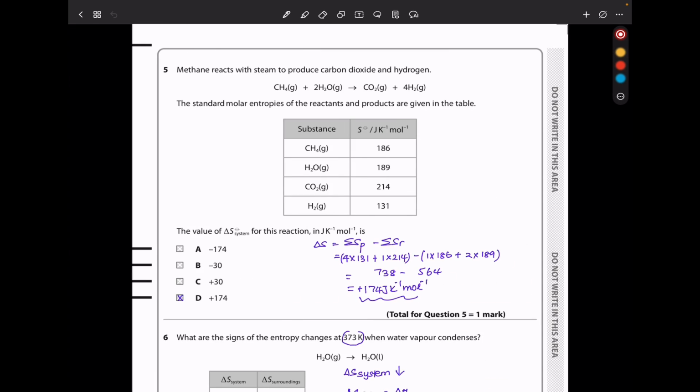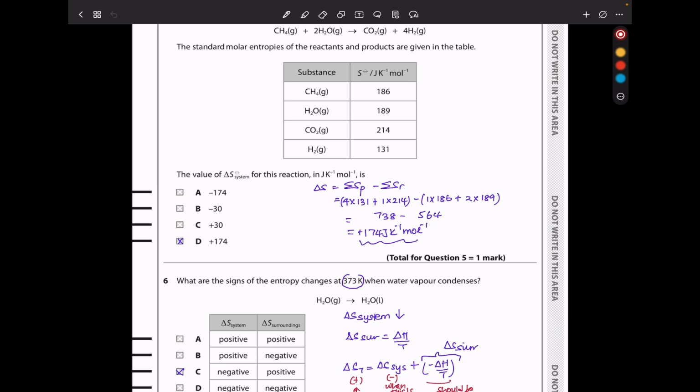In question 5, methane reacts with steam to produce carbon dioxide and hydrogen, as we can see here. They say the standard molar entropies of the reactants and products are given in the table, which are these ones here.